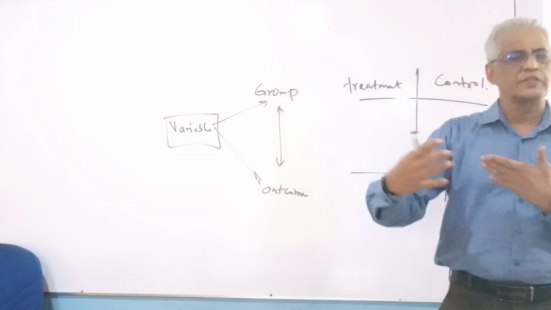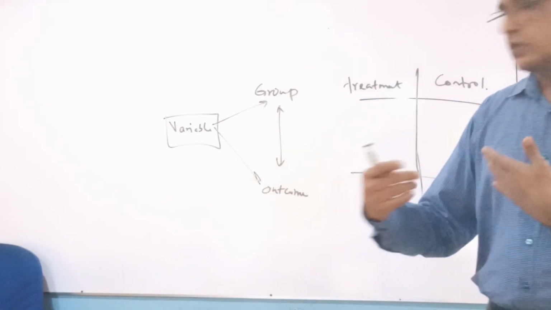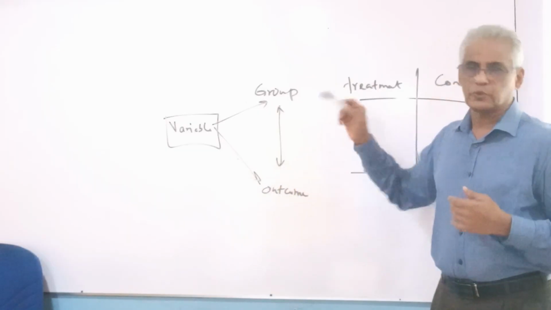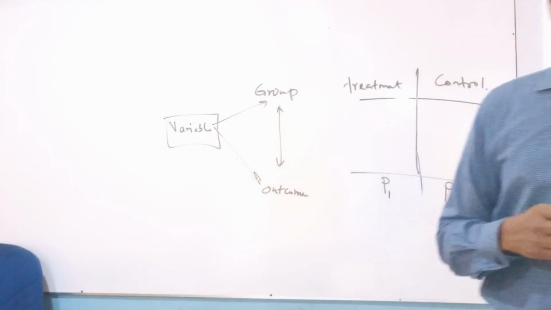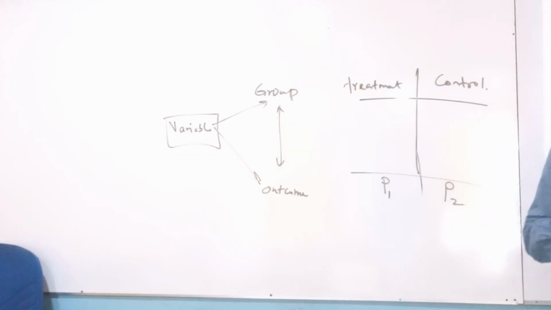A third variable which is associated with both the status of the treatment, whether they get the treatment or not, and also the status of the output. That kind of variable is called a confounding variable or a confounder.